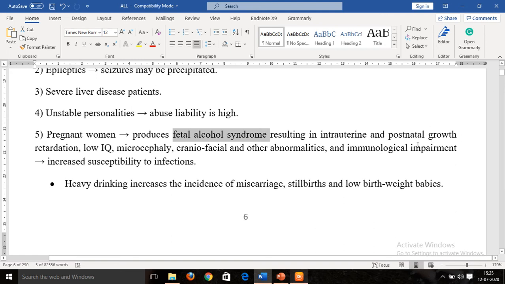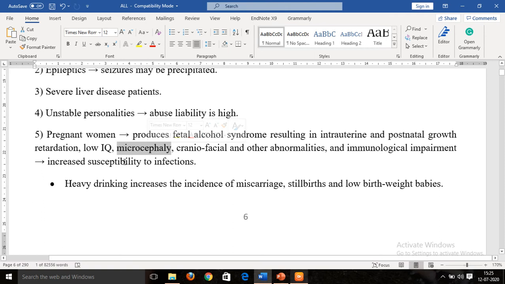That is within the uterus, when the baby is growing, when the fetus is growing in the mother's womb. At that time also there will be growth retardation, plus postnatal, that is after birth, there may be certain growth defects or growth retardation which may take place. The baby which is born may have low IQ, microcephaly, that is the brain size may be low.